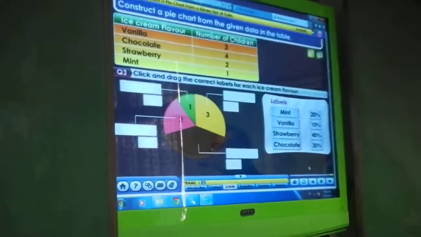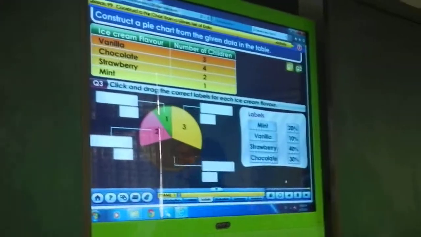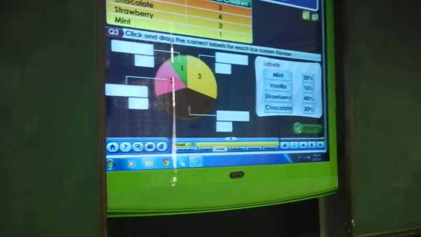Click and drag the correct labels for each ice cream flavor. Okay, this one is all for girls. One by one. Faster, Dolly.